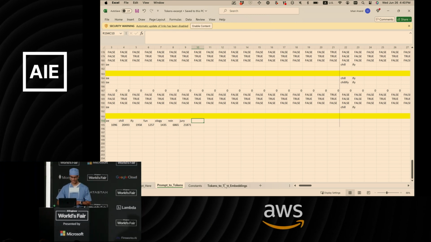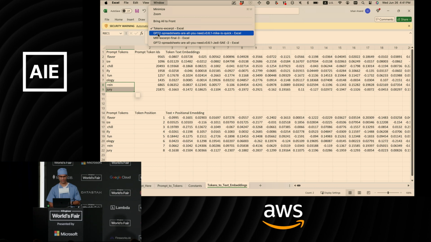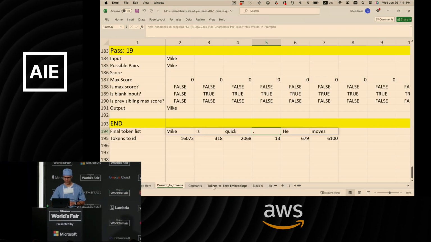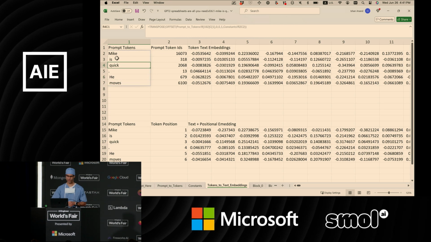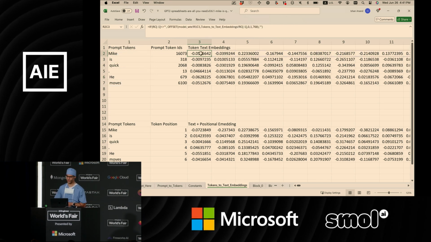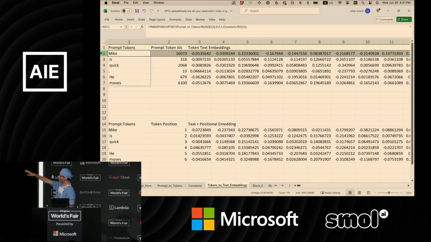And then the next step is we have to map each of these tokens to the embeddings. So let's go back to the original one. And that's in this tab here. So we have each of our tokens in a separate row. And then right here, starting in column 3, is where our embeddings begin. So this is the row right here. The second row is all the embeddings for Mike.